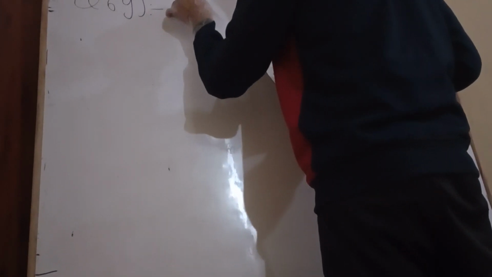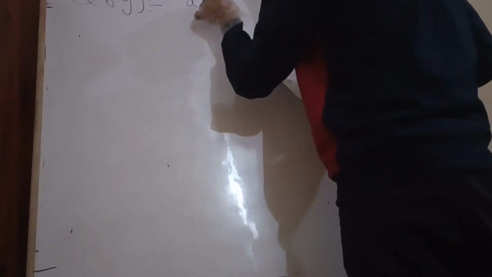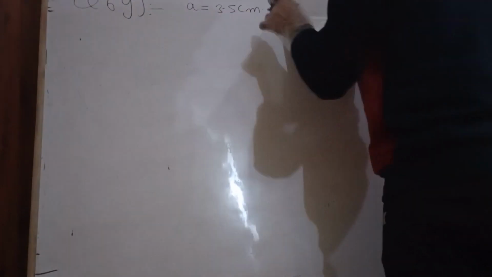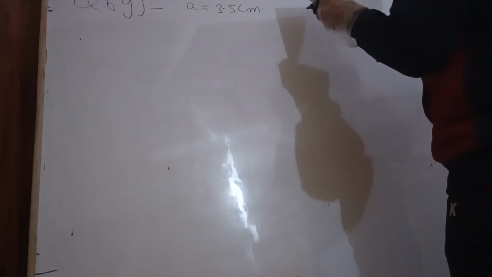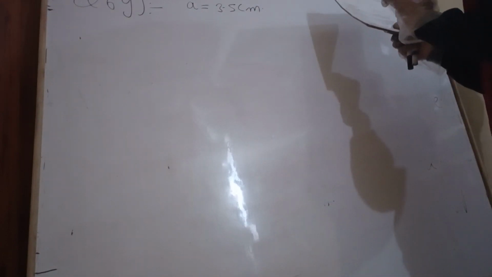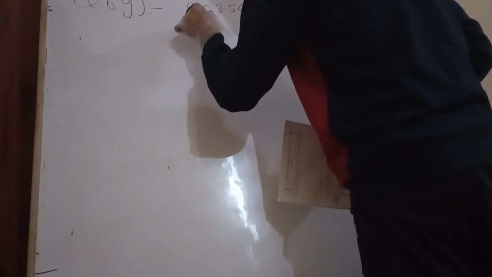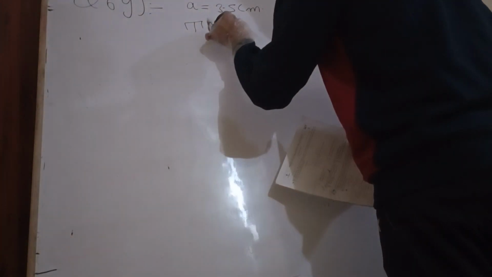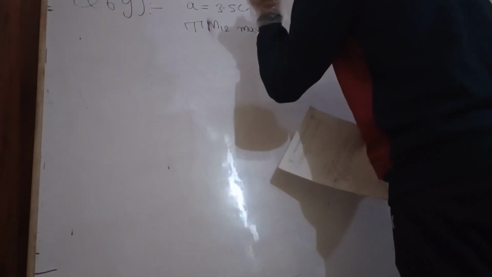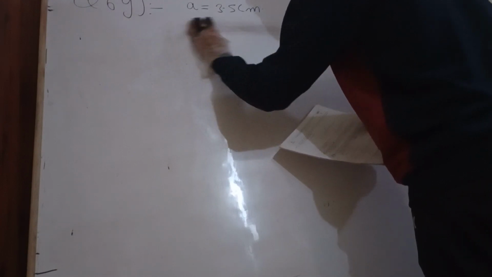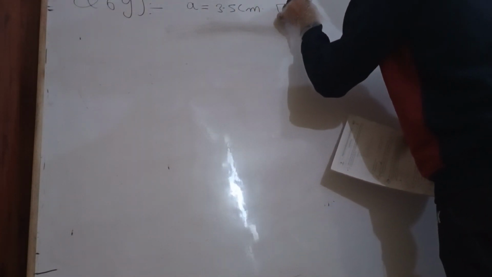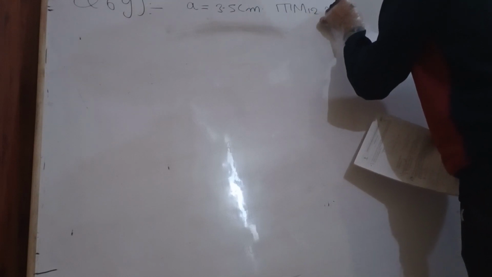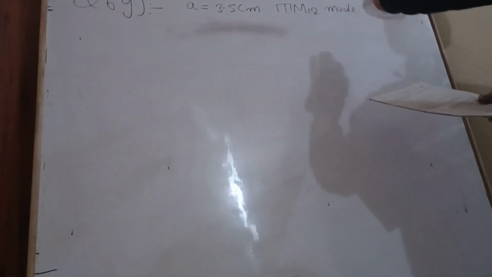This is about the cutoff frequency. A cylindrical waveguide with radius given as 3.5 centimeter has the wave traveling in TM12 mode of transmission. Through this mode we are transmitting the signal.